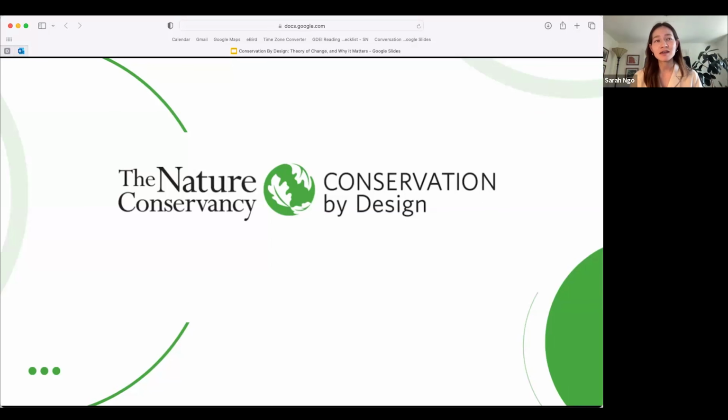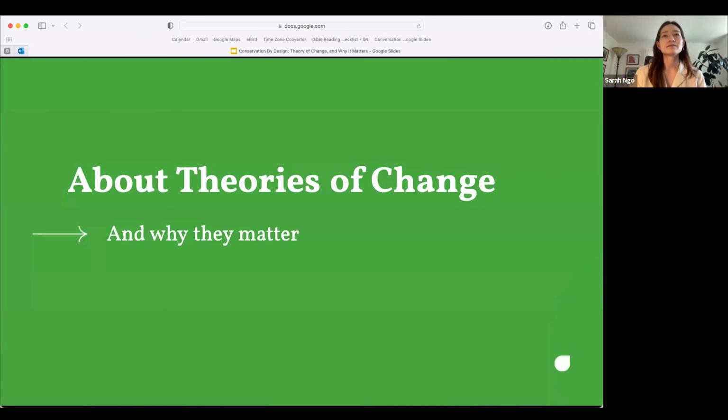But before digging into the specifics of the module, I wanted to just pause and go over what a theory of change is, why it matters, the structure we use, and a little bit about the workshop itself. So first, about theories of change and why they matter.